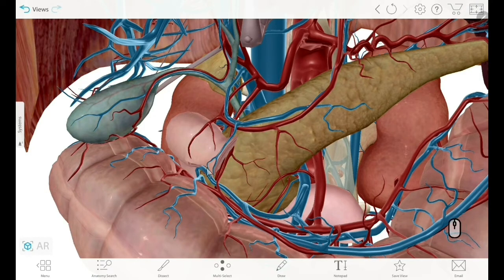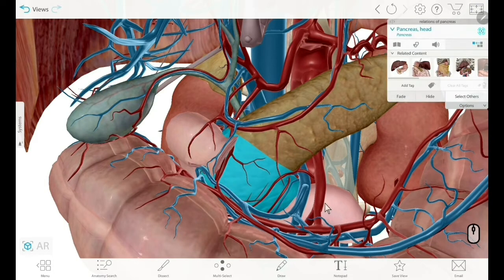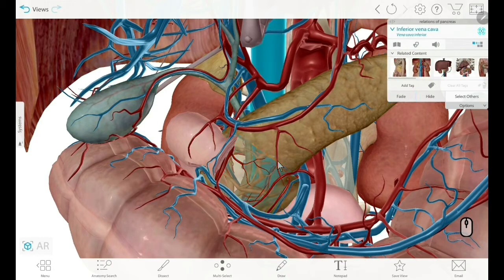Now this is the anterior surface of the head of the pancreas, and to see the relations of the posterior surface of the head of the pancreas, I will fade away the head of the pancreas. After fading the head of the pancreas, we can see a vein with a white lumen which is lying behind the pancreatic head. So this structure, which has been highlighted and which we can see through the head of the pancreas, is the inferior vena cava. So the inferior vena cava forms the relation of the posterior surface of the head of the pancreas.